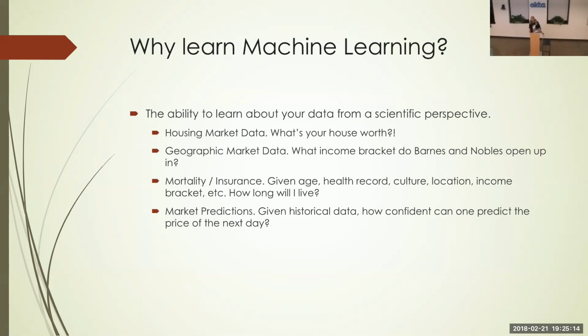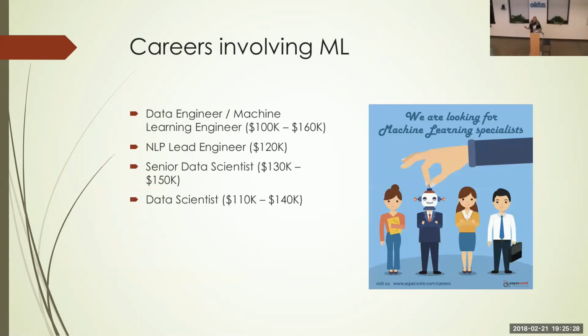Mortality and insurance, a little bit more of a darker side of the data science field, but it's also something that can be used and is fun to look at sometimes, depending. And then market predictions as well, so like stocks and other types of things, cryptocurrencies, whatever.